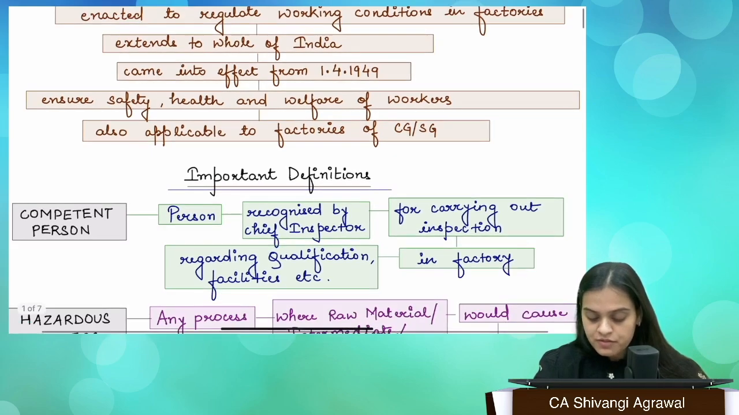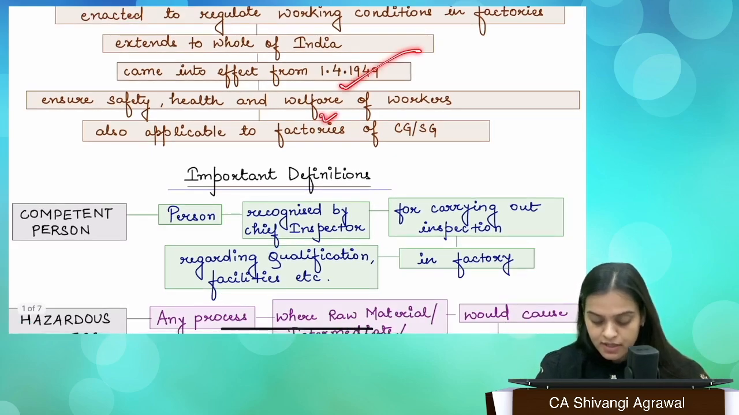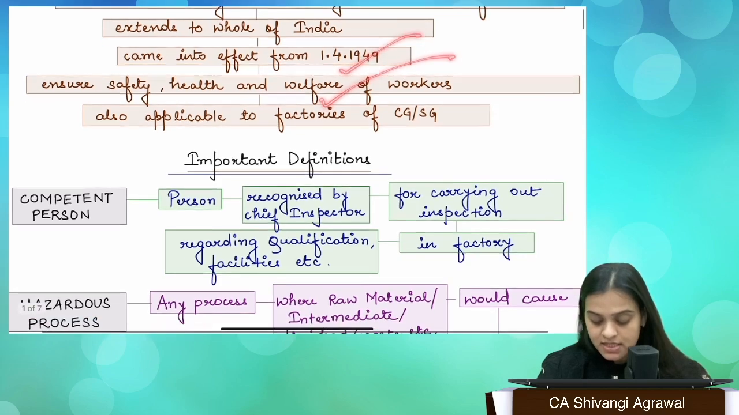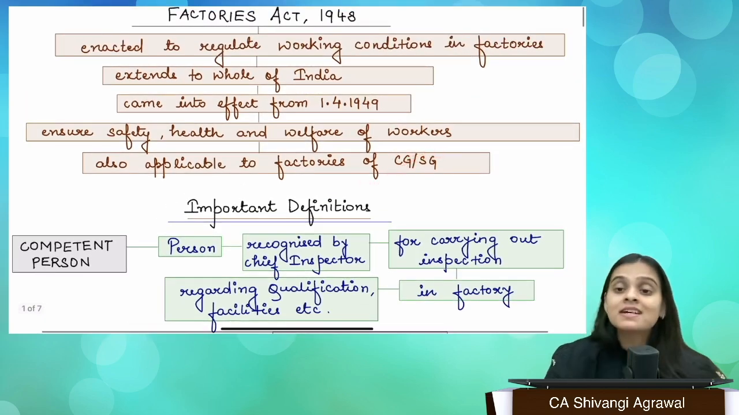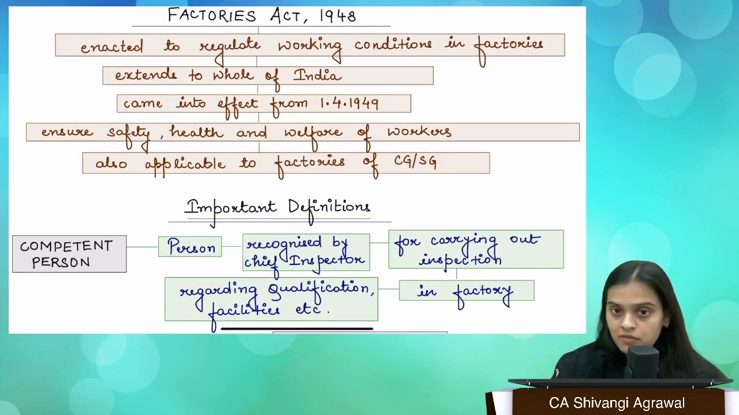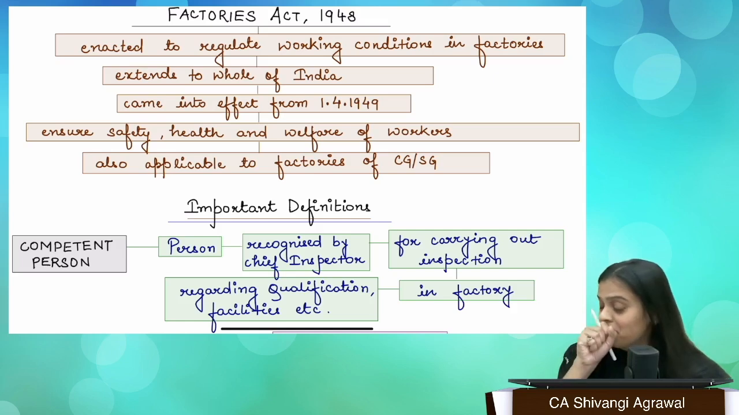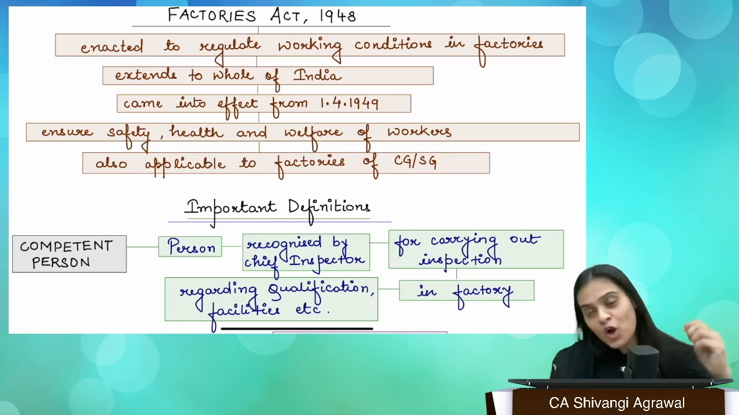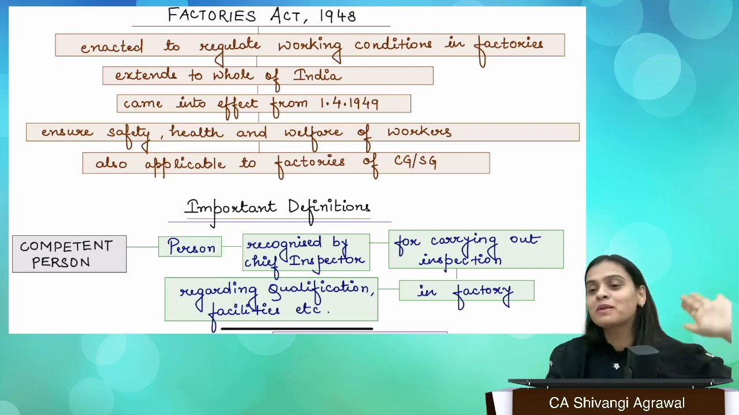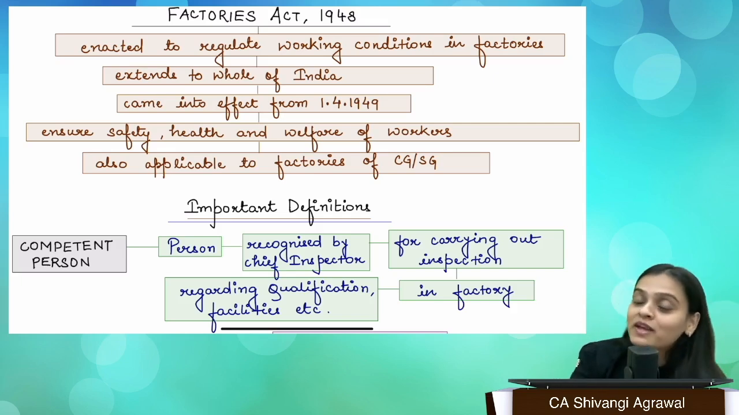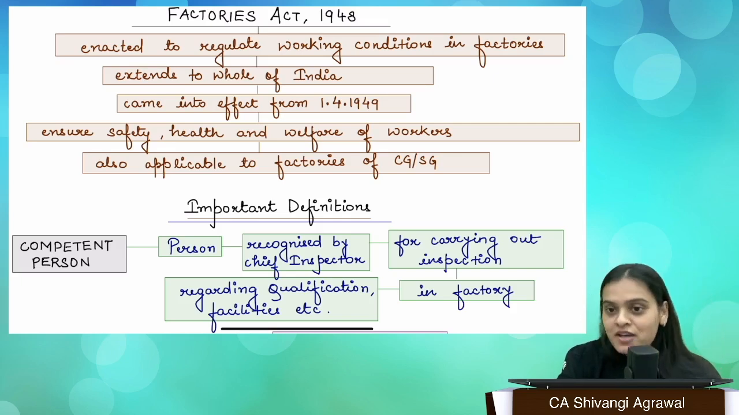It came into effect on 1st April 1949. It ensures health, safety and welfare of workers, and is also applicable to factories of the central government or state government. So it is not the case that it is not applicable to any government entity, because usually we have a lot of laws which are applicable to the public in general, but do not apply to anything the government is doing. Here it is not so. The factories which belong to central or state governments, it is applicable equally to them also, right?